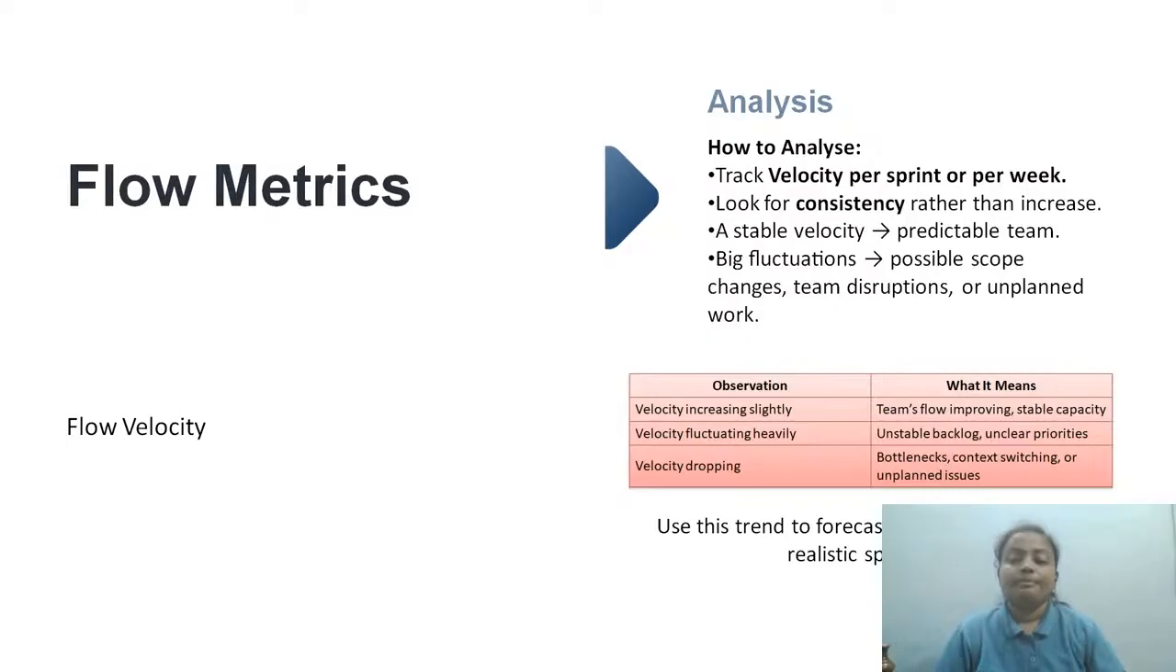Fluctuating heavily. Too much of fluctuations. That means the backlog is not so strong. There is no stability over there, and the priorities are very unclear because sometimes it's so good, sometimes it's so bad. The fluctuation is tremendous. That shows there is no clarity in the overall vision.